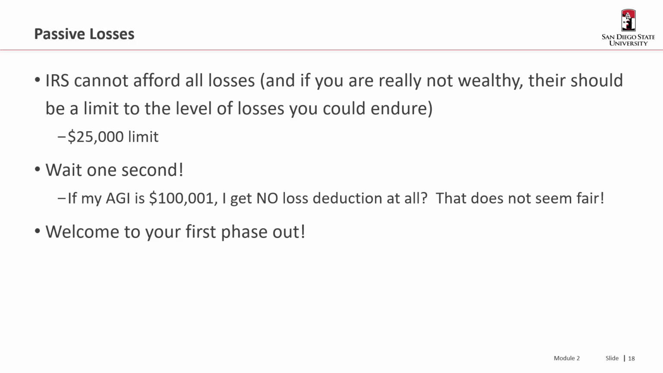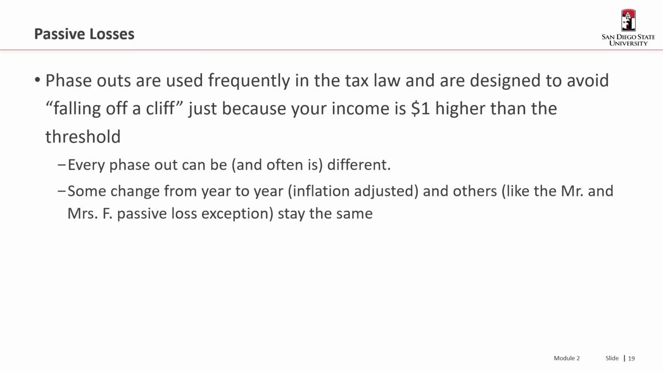So what we're going to do is cover something called a phase out. And the tax law is simply chock full of phase outs. So they're designed to avoid specifically falling off a cliff just because, for example, your income is $1 higher than the threshold. Now, every phase out, and as it says here, there are lots of them in the tax law. Many of them are different, right? So the way they're calculated and constructed can often be different, but they all function largely the same. So let's walk through this phase out so that we understand it.